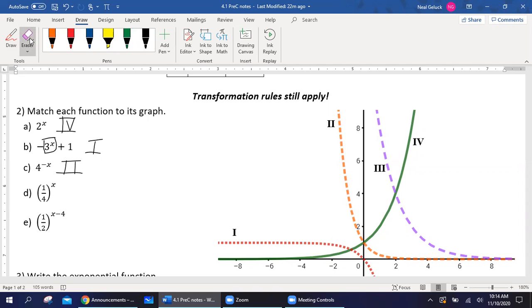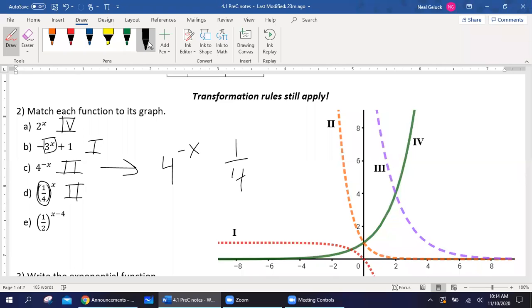For letter D, 1/4 to the x. So now my base is between 0 and 1, so this would be a parent decay. This is actually also graph number 2. And we can see that if we use our rules of exponents, if I take graph of C, 4 to the -x, well, I know that a negative exponent just means take the reciprocal. C and D are really the exact same thing.